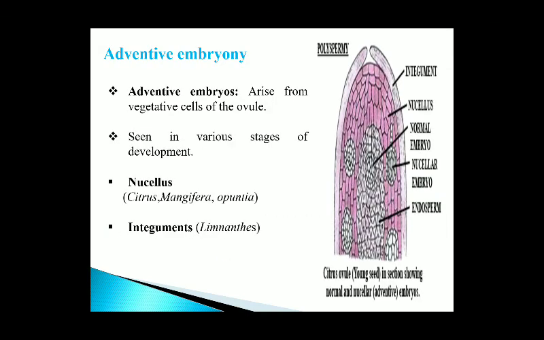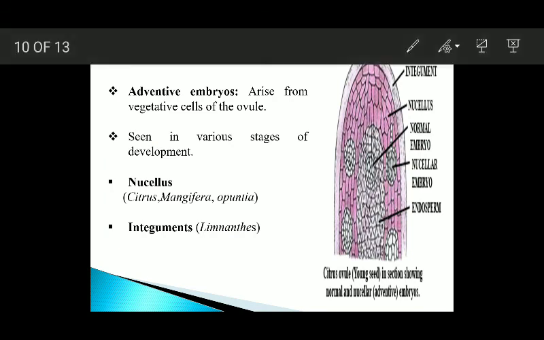And finally, adventitious embryony. What does adventitious embryony mean? Adventitious embryony means the additional embryos arise from vegetative cells of the ovule, the vegetative cells of the ovule apart from the embryo sac. The cells apart from the embryo sac can give rise to new embryos, and such embryos are known as adventitious embryos. Adventitious embryos means that if the embryos arise from the vegetative or diploid cells of the ovule, they are known as adventitious embryos.